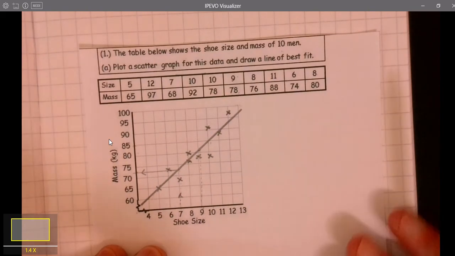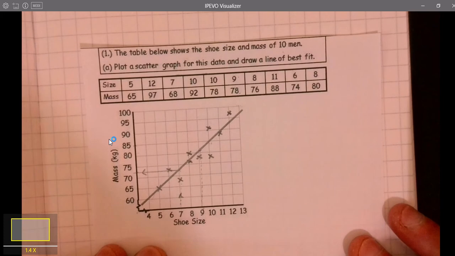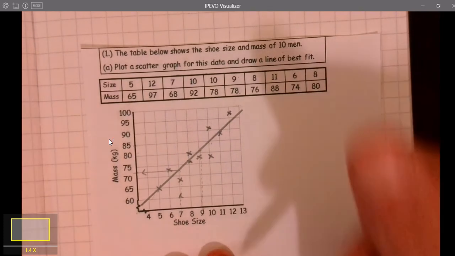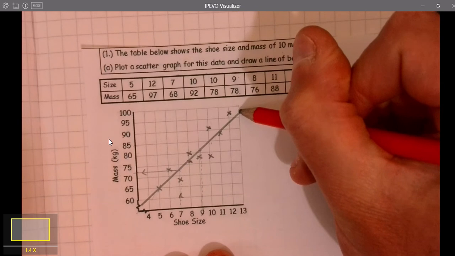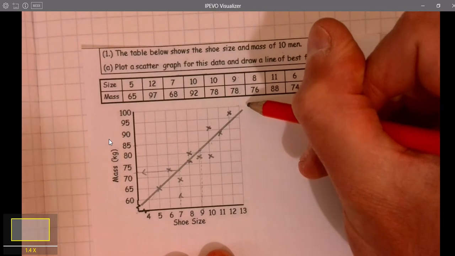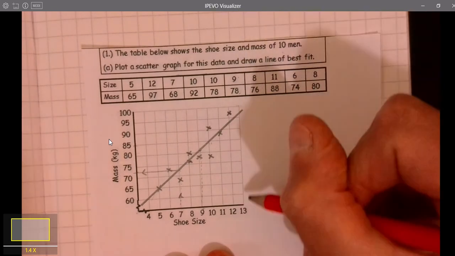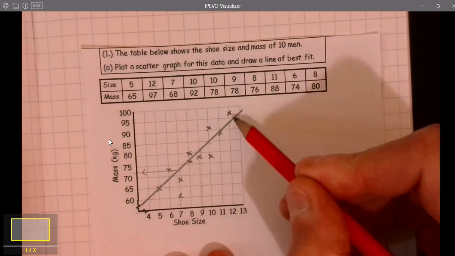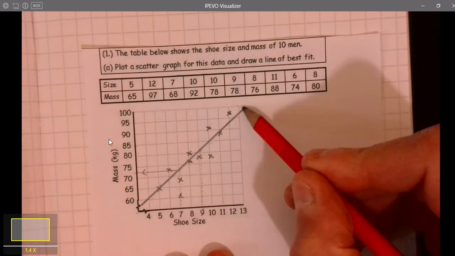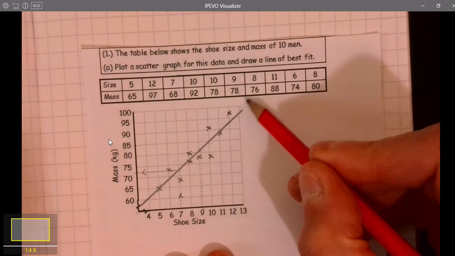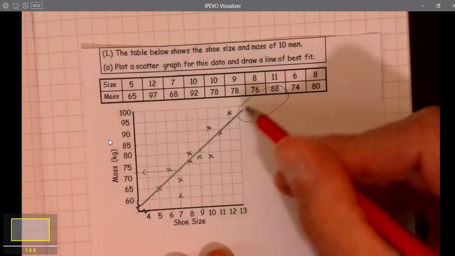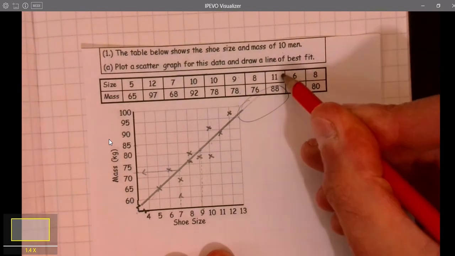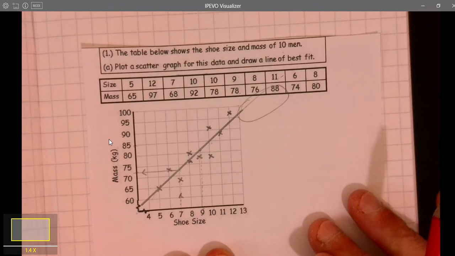The other place where this is a limiting factor is when it says something like, let's predict somebody's weight who's got a shoe size of 13, 14 or 15. The problem with that is it's beyond the range of the data that we've got. If I'm trying to make a prediction over here, the line may well go up like that, but I don't know, and it becomes less reliable.